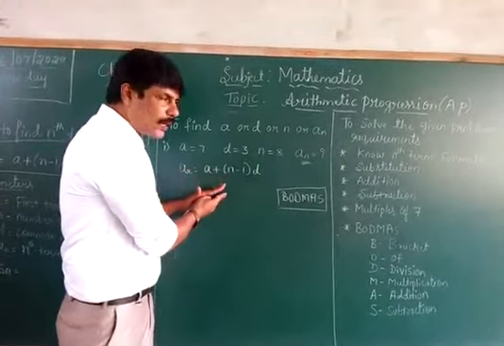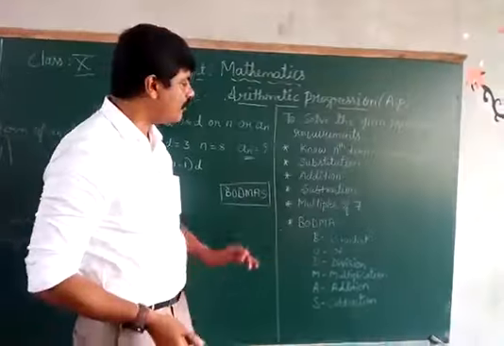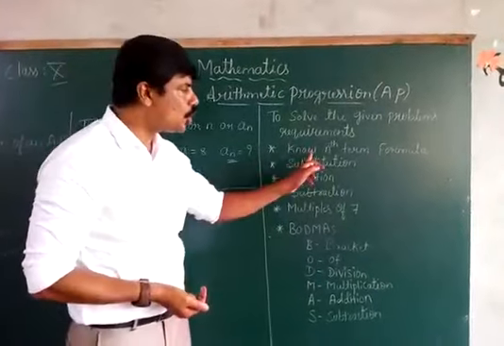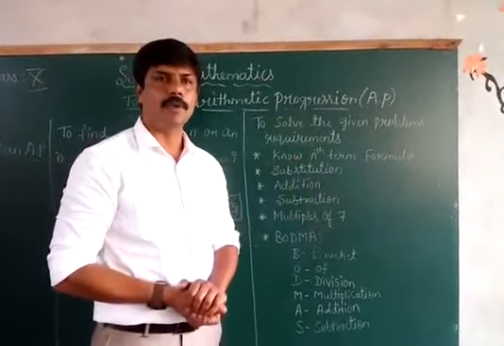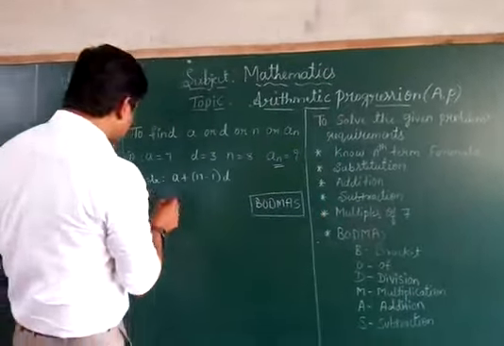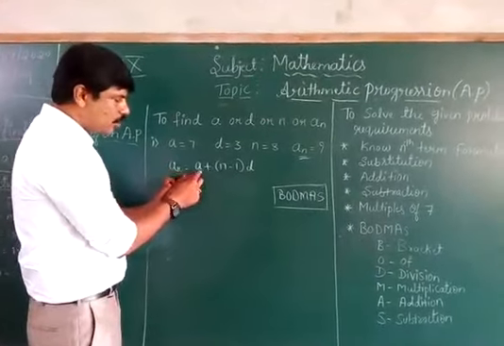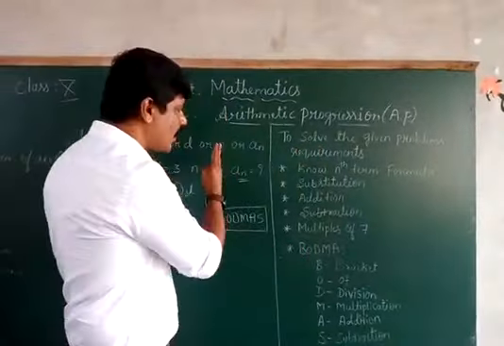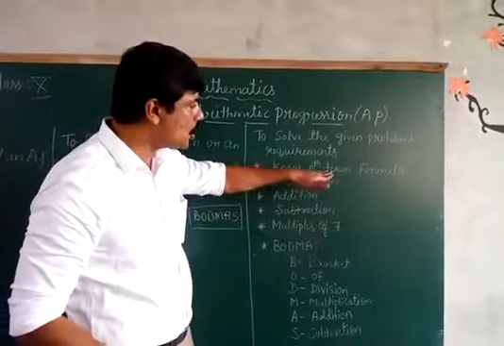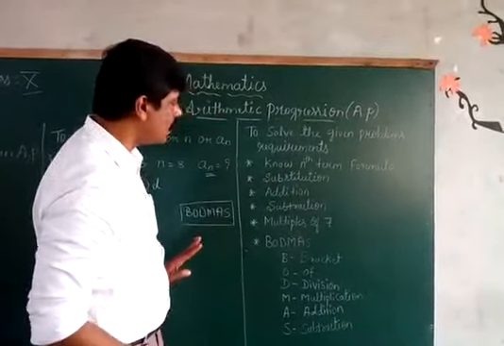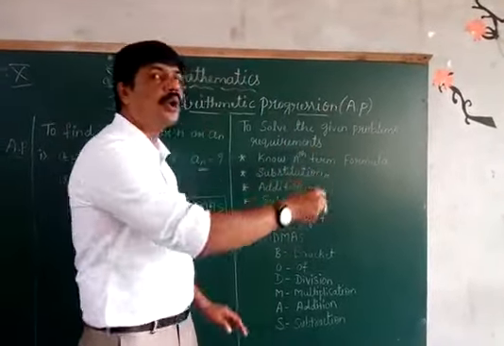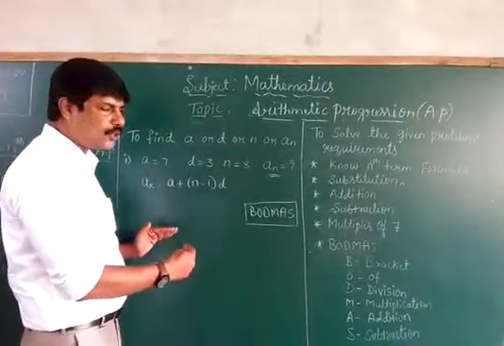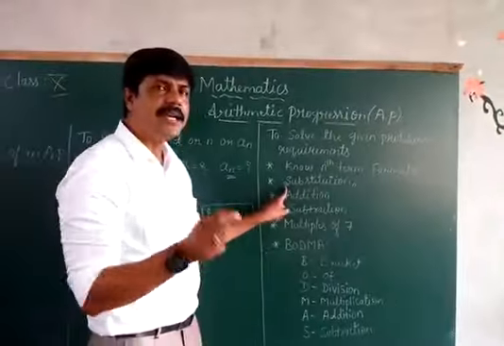Before going to find this one, you should have the knowledge of these aspects written on the board. You should know the nth term formula by heart: An equals A plus N minus 1 into D. If you know it only, then it is possible to solve. First, know the nth term formula. Next, you should know substitution. While solving this problem, we will teach you what substitution is. We should know what is meant by substitution.